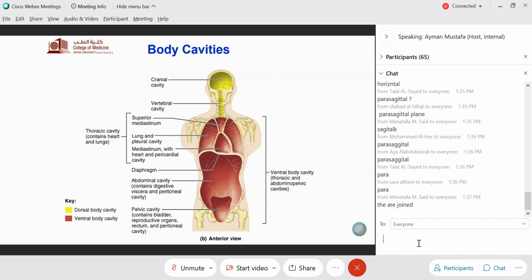So in the thorax, laterally, you can call them cavities, you can call them spaces. This is the lung and the pleural cavity. And in the middle, I have the mediastinum. What do I have in the mediastinum? I have the heart and the major blood vessels. The diaphragm separates the thorax from the abdominopelvic space.